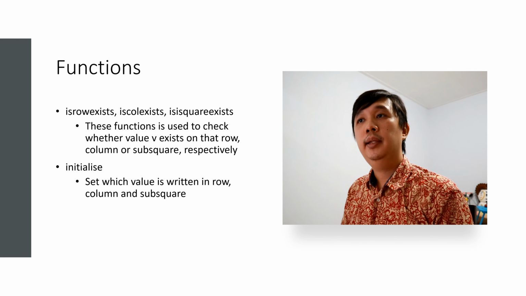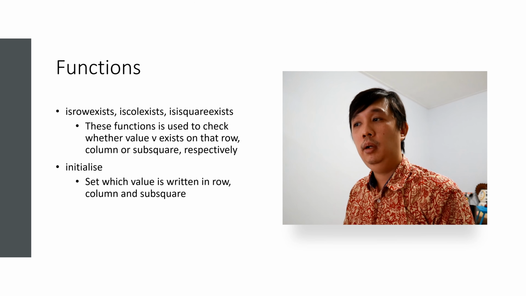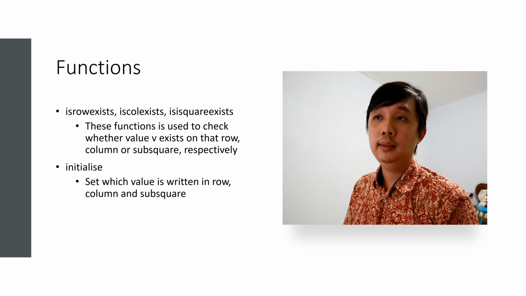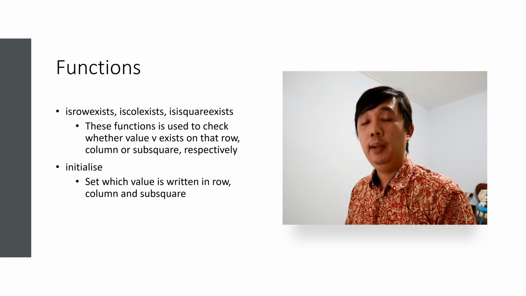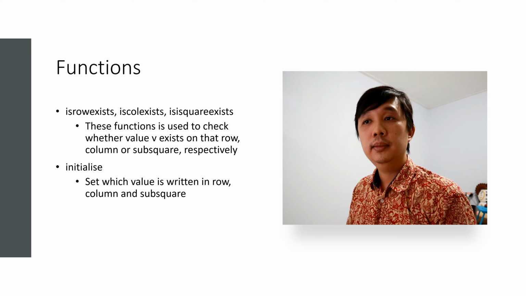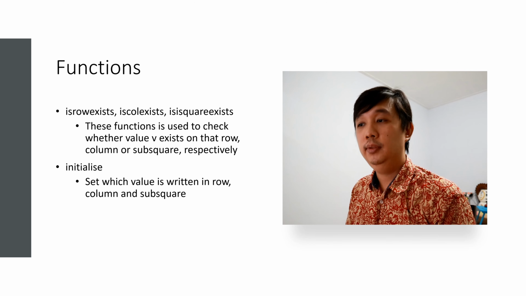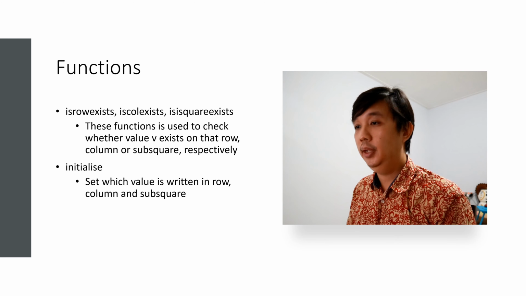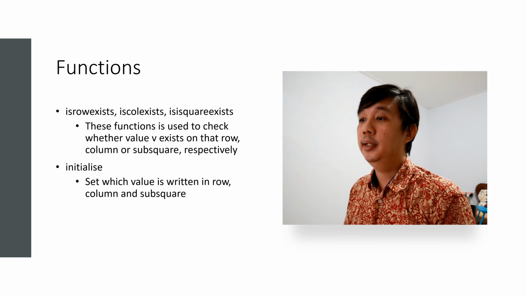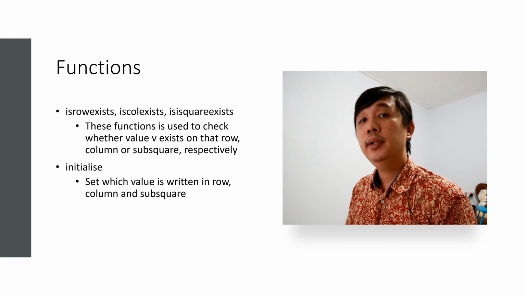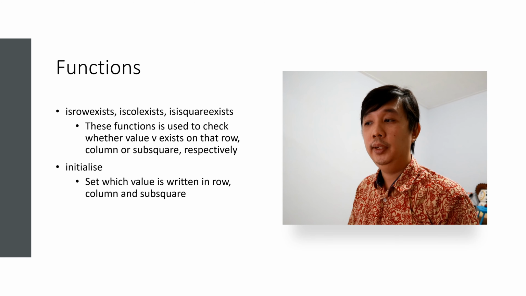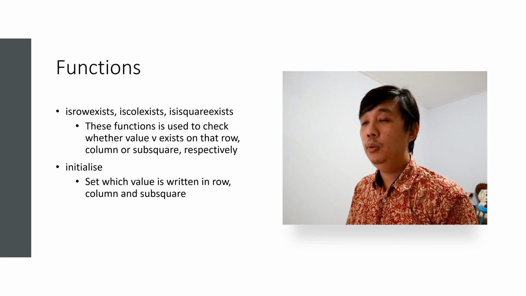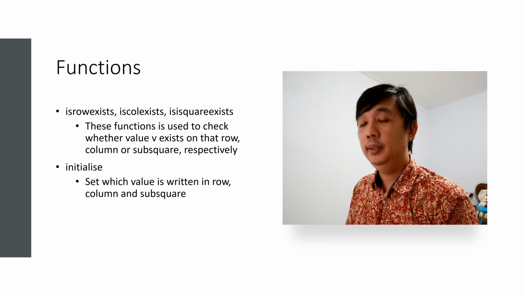To check whether data exists on that row or on the column or that square, we will use this is row exists. So if I put the value v on that row, it will check on the variable. It's working very fast and O(1) complexity is a very fast function. And we have initialize, which will be called every time the main loop repeats. Before analyzing and before solving, it will initialize the row, column, and sub-square variables.